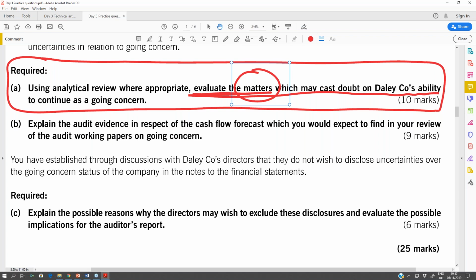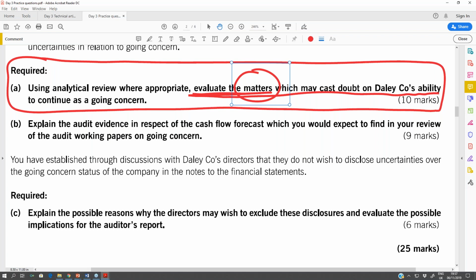There might be a ratio, such as the company's current ratio going down. We know a lot of ratios can demonstrate the going concern status of the company. So the examiner is saying, using analytical review where appropriate, not every time, but where appropriate, evaluate the matters which may cast doubt. 10 marks, and I'll need to give you the marking scheme of that.